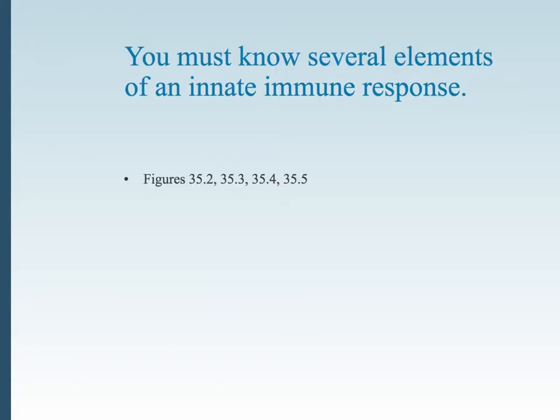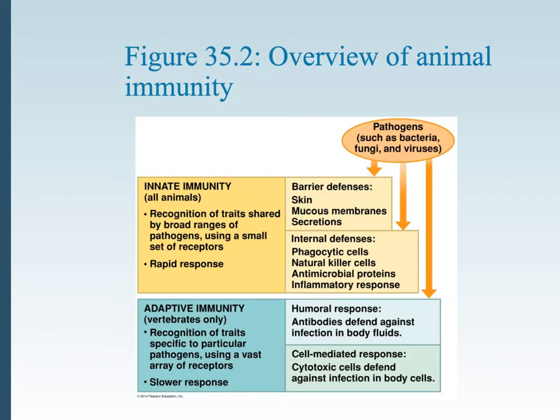All right, you need to know several elements of the innate immune response. So the first thing we're going to do is just talk about what the difference is between the innate immune response and adaptive immunity. The innate immune response is present in all animals, whereas adaptive is only in vertebrates. And the innate immune response is a broad range of responses that are not specific.